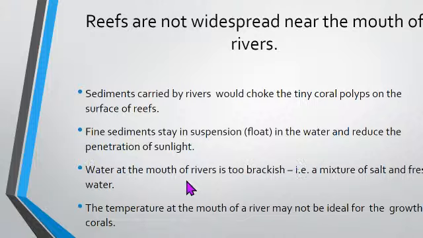Water at the mouth of rivers is too brackish. That is, it's a mixture of salt and fresh water. So this brackish water cannot accommodate the coral reef because they actually need straight salt water. Good job. Final one, the temperature at the mouth of a river may not be ideal for the growth of corals. When you go to the river, guys, what is the temperature normally like?